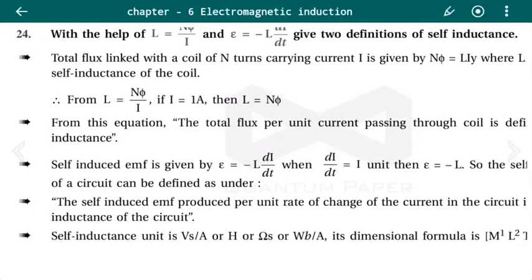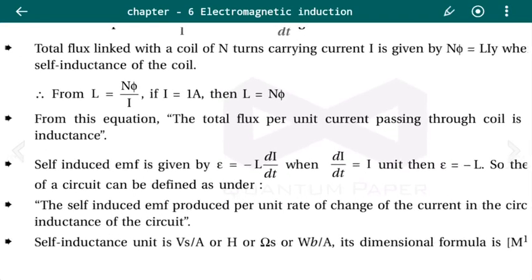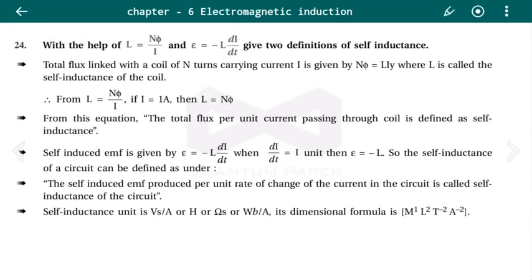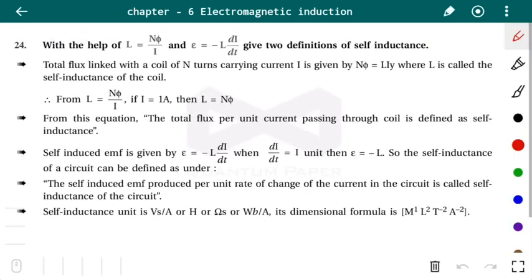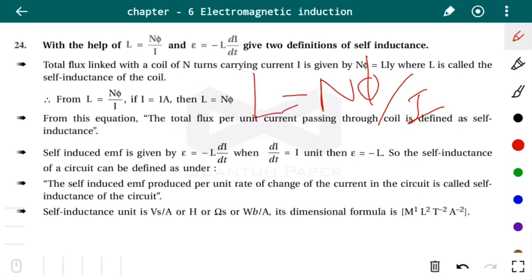So from L equals N phi upon I, if we take the current as the unit current, that is I equals 1 ampere, then L equals N phi. Thus the total flux per unit current passing through the coil is defined as self-inductance. The total flux per unit current passing through the coil is defined as the self-inductance. So you have to write this definition according to the formula.